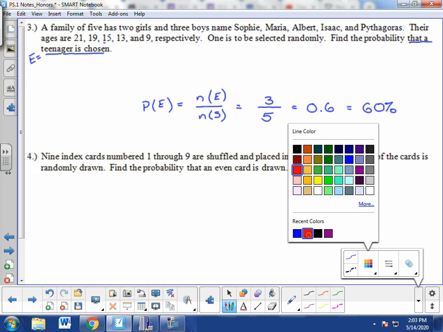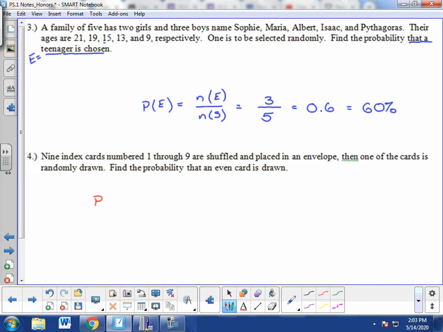Hopefully you had time to complete problem number 4. So again, the probability of the event is the number of elements in the event over the number of elements in the sample space. The event is an even card is drawn. So 9 index cards, they're numbered 1 through 9. If I wanted to write out the sample space, again, you didn't have to, but if I wanted to, it would be the numbers 1, 2, 3, 4, 5, 6, 7, 8, 9. So if we count the total numbers in the sample space, there are 9 terms in the sample space.